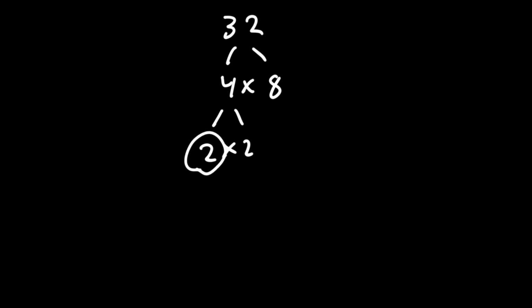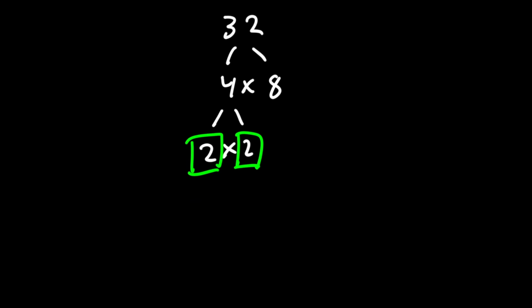Can we break 2 into factors? The only factor pair that we can break 2 into is 1 times 2, which means that 2 is a prime number. And since 2 is a prime number, this is also a prime number. So both of these are prime factors.